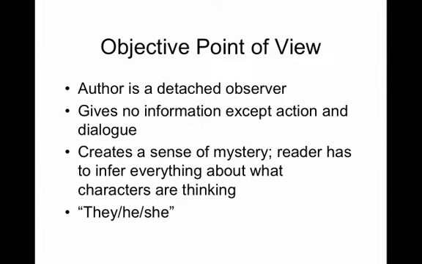Okay, this picture represents the objective point of view. In the objective point of view, the author is a detached observer, which means that the author is outside of the story and observes the events as an outsider. This means that the author gives no information at all about what characters are thinking and only observes their action and their dialogue. This creates a sense of mystery because we can't see inside anybody's head, so the reader has to infer everything that you know or can guess about what the characters are thinking or feeling. It sounds like they, he, and she, but it's very flat, almost scientific in its observation.